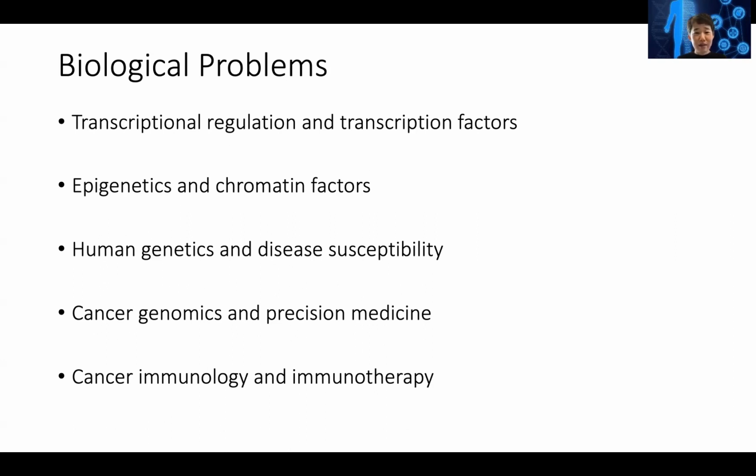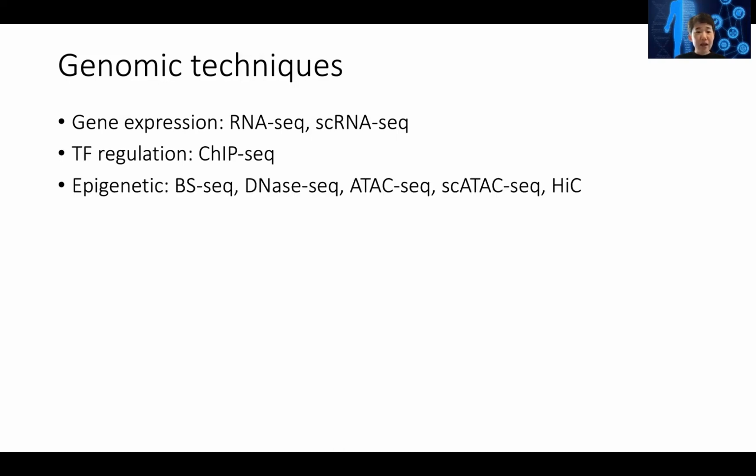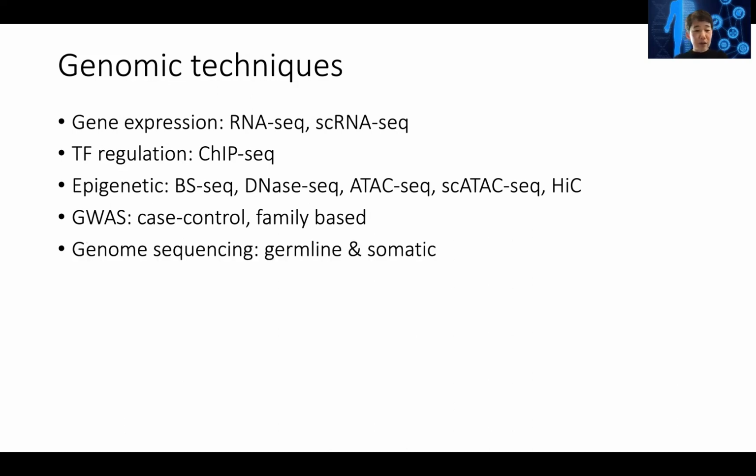So these are all a really wide array of biological questions. But you also learned a lot of genomic techniques in this course, right? We started from RNA-seq, and later on single-cell RNA-seq. For transcription regulation, we looked at ChIP-seq. For epigenetics, we talked about bisulfite sequencing, DNase or ATAC-seq, single-cell ATAC-seq, and also Hi-C for chromatin interactions. For GWAS, we talked about case-control studies or family-based association studies, and also eQTL studies.